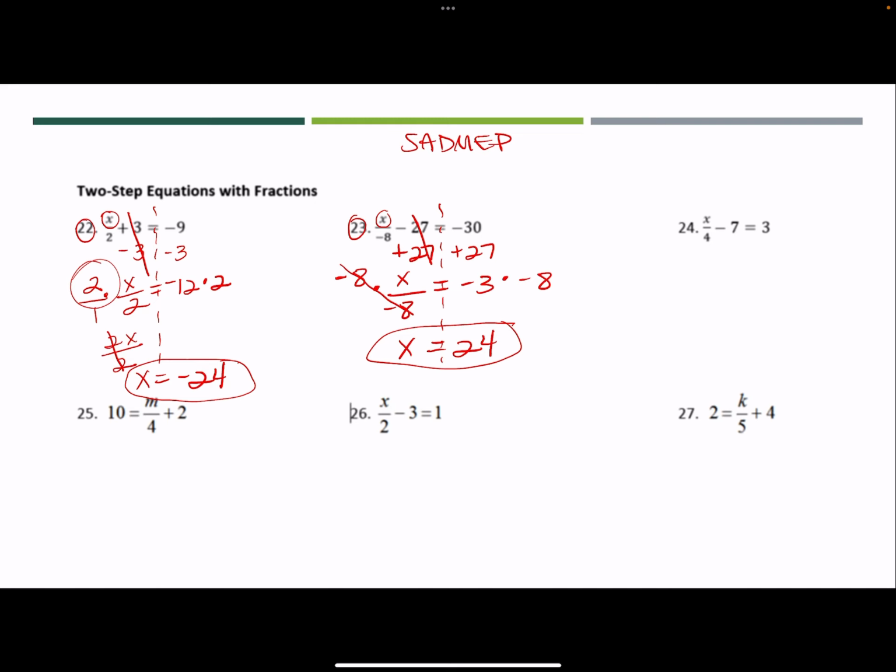Okay. Let's do one more problem. Let's jump down to, let's say, like number 25, just because the variable is now on the right-hand side.